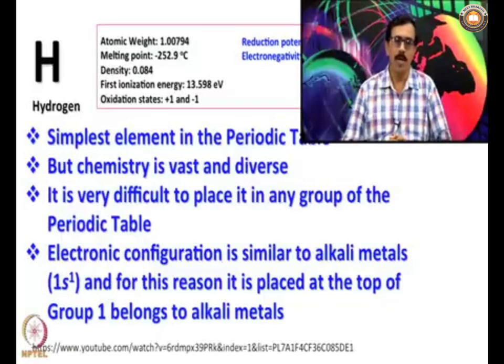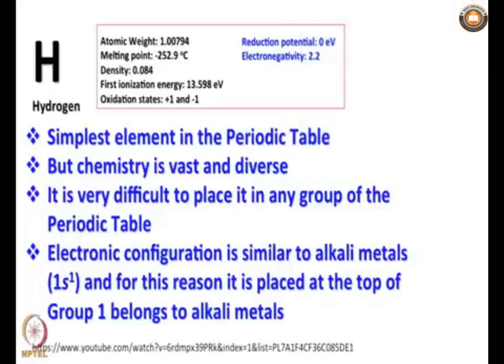On the other hand, it has one electron in its valence shell, similar to alkali metals kept in group 1. For this reason, it is placed along with alkali metals in group 1. However, there are some controversies again with respect to its position in group 1. If you look into the first ionization energy of hydrogen, it is quite high, almost 3 times compared to any of the elements in the group 1 alkali metals.